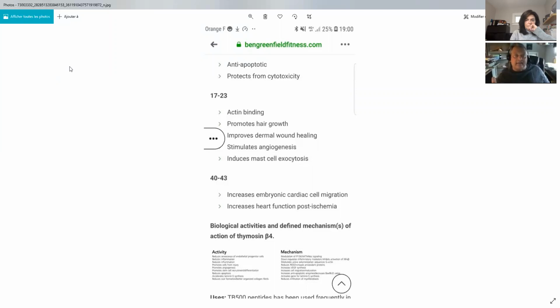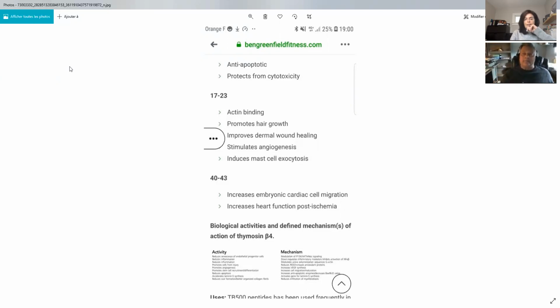So that has angiogenesis. Here it says dermal wound healing, but it's pretty much musculoskeletal system, bones, and all that. So basically, that's the fraction of thymosin beta 4 that is specifically responsible for healing of those tissues.